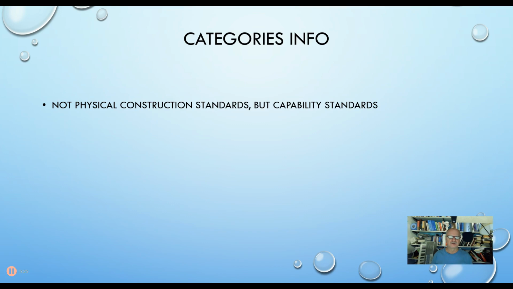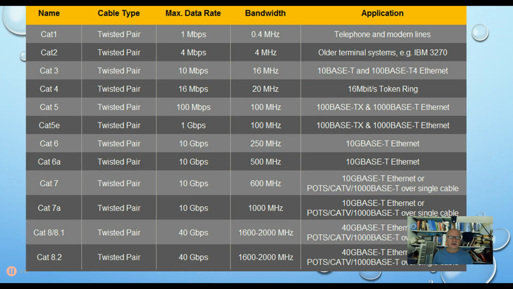Yes, there are certain general things that you tend to do to make them perform better, but the category has to do with the performance of the cable, and different manufacturers might have differences in how they actually make it. So it's very difficult to actually just slice open a cable and say what type it is based on what it looks like.